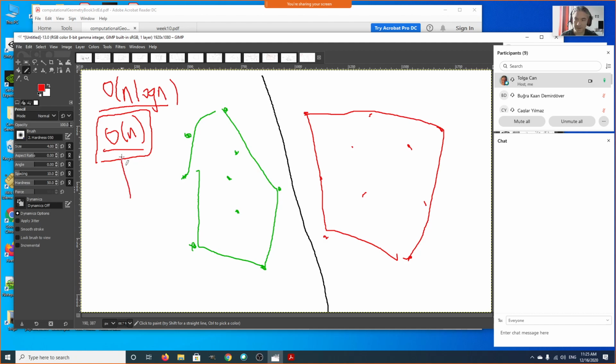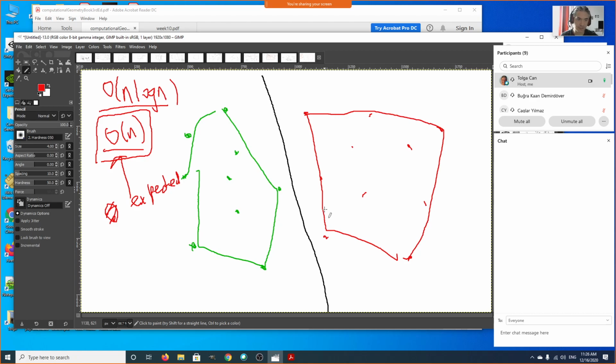Let me give you another hint. Is it possible to find the linear separation of these 2 sets in expected O(n) time? Okay, expected O(n) time. So this is a big hint. So what kind of an algorithm can you use to find whether these 2 sets are separable in expected O(n) time?